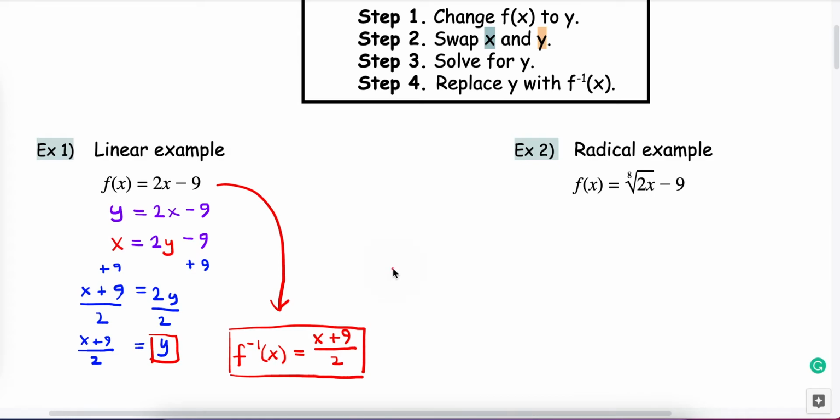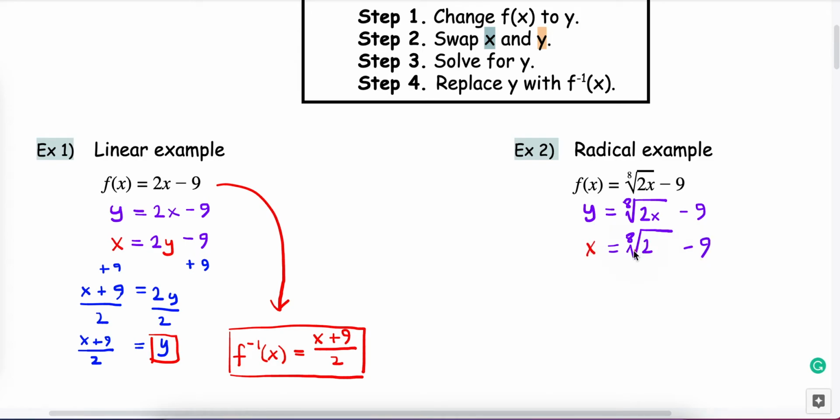Let's look at a radical example. We just worked with solving radicals. It's no different. We just use the same kind of idea as we did before, except we may have some extraneous solutions. So step 1: we're going to write this as y equals the 8th root of 2x minus 9. Okay. So we're going to swap x and y. So we're still going to have the 8th root of 2, and that's going to be y minus 9.